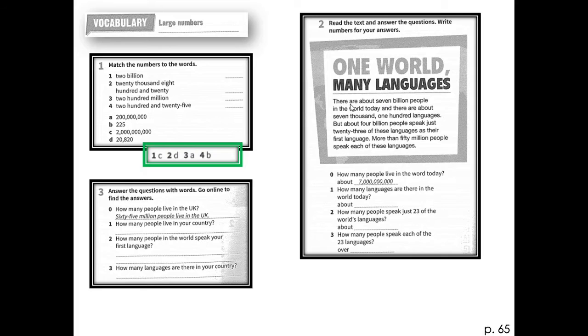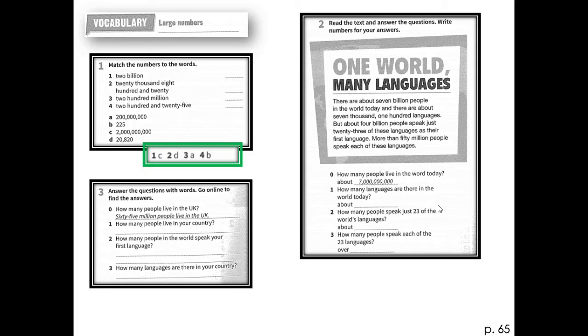One world, many languages. There are about 7 billion people in the world today, and there are about 7,100 languages. But about 4 billion people speak just 23 of these languages as their first language. More than 50 million people speak one of these languages. So you can guess who or what it is already. Example here: how many people live in the world today? The answer here is 7 billion. You need to write 7 billion using a number form. So it's 7 followed by 9 zeros at the back.